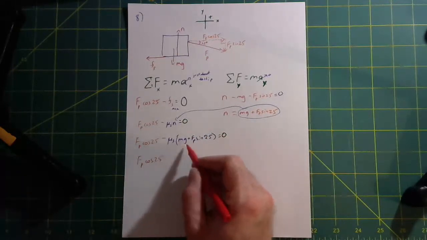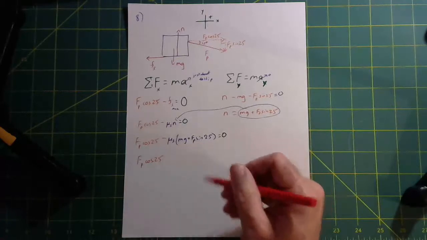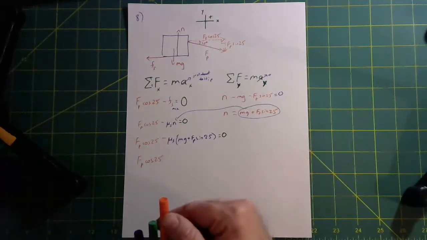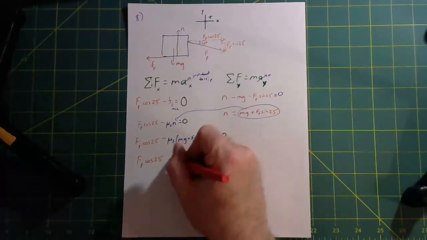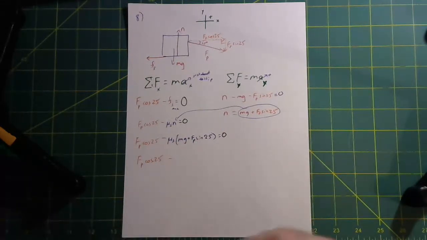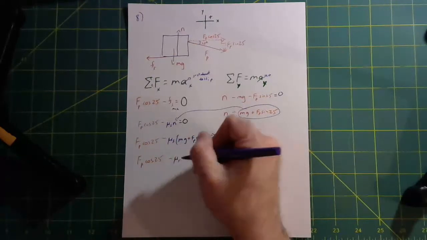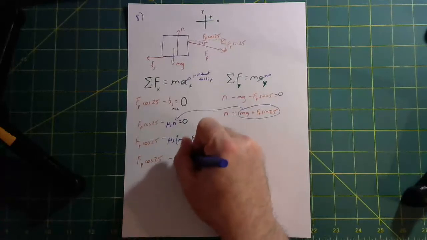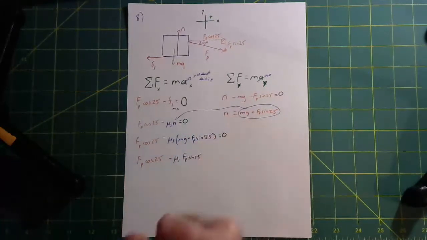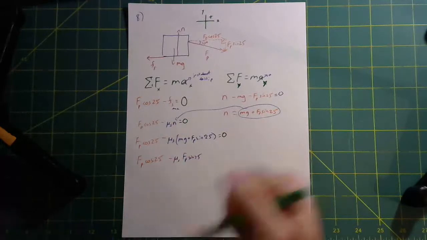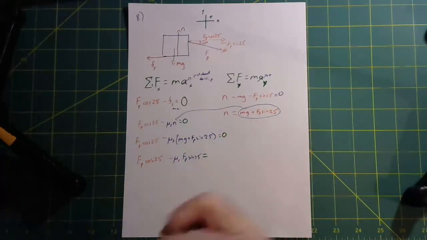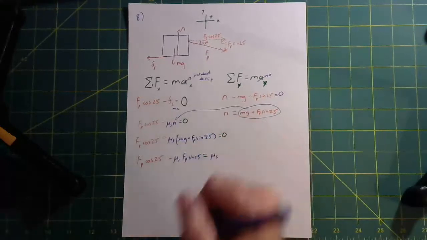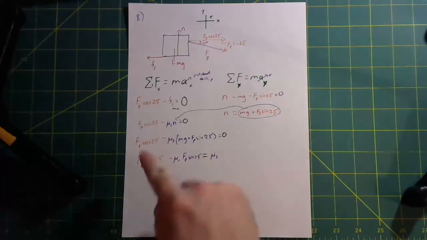Remove this minus mu s times mg, so I'm going to add mu s mg to both sides. So that'll move to the other side. Now a minus mu s times FP sine 25, that's going to be a minus mu s times FP sine 25. And on the other side, I'm going to have mu s times mg, now positive because it got added to both sides.